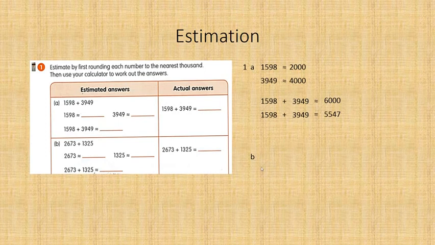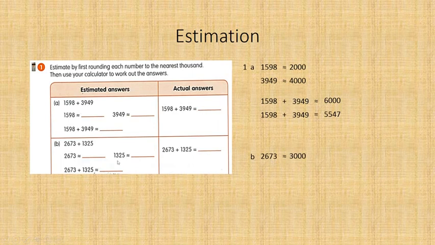So if we just got here to question number B, 2673 plus 1325. So if you just round this number to the nearest thousand, again, you have to find the number, go next door. It's 6, so it's a strong number. So add one more to the 2, it's going to be equal to 3. So the answer here is going to be 3000. Okay, this number rounded to the nearest thousand is going to be equal to 3000.